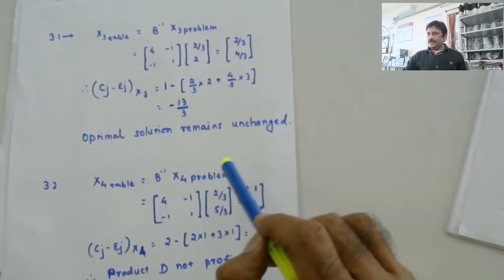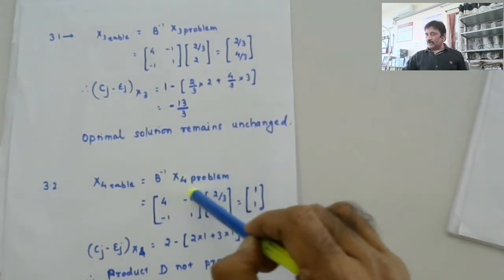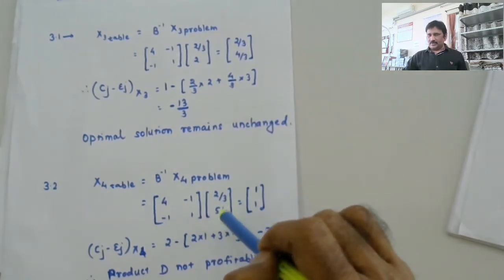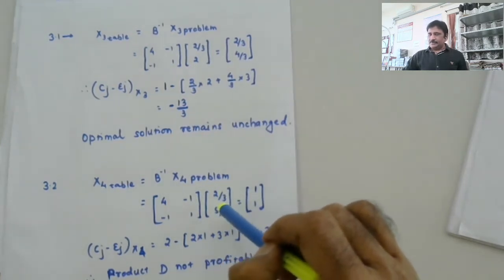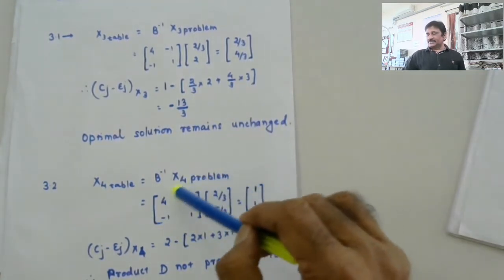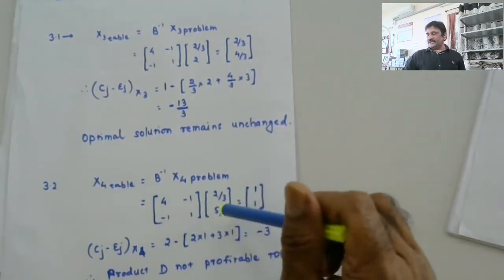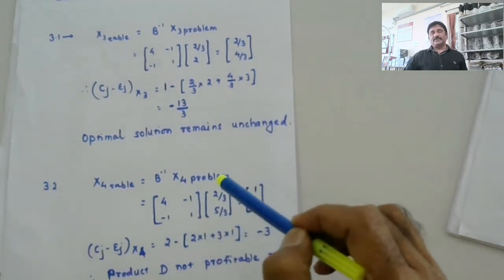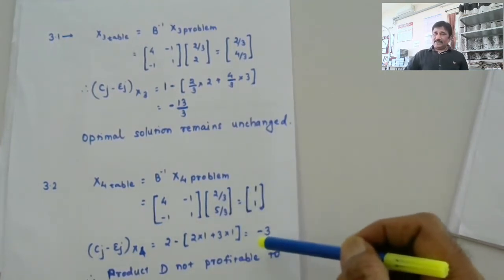Problem means LPP. So B inverse we know is 4, minus 1, minus 1, 1, and the x4 column in LPP from the problem is 2 by 3, 5 by 3. Okay, 2 by 3 is the labor requirement for product D, and 5 by 3 is the material requirement for product D. So this multiplication gives you the column in the table. So 8 by 3 minus 5 by 3, 3 by 3, 1, then minus 2 by 3 plus 5 by 3, again 3 by 3, again 1. So this will be the column in the table, right?